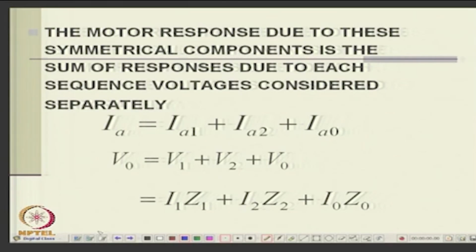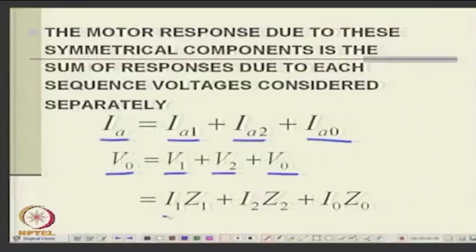Therefore, if all the 3 are there, the current in each of the phases will be the sum of the positive sequence current, negative sequence current and zero sequence current, is it not? If you look at each winding, it will carry all the 3 currents, but fortunately they are all at 50 hertz. And the voltage across each phase will be a sum of V1, V2 and V naught vectorially. Okay, they are phasors, right.